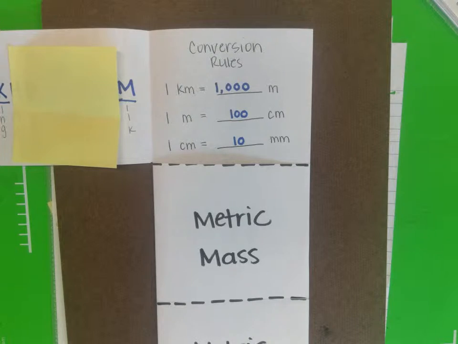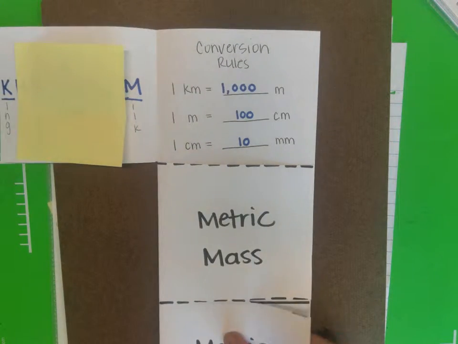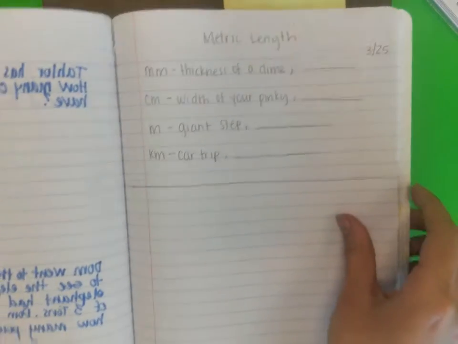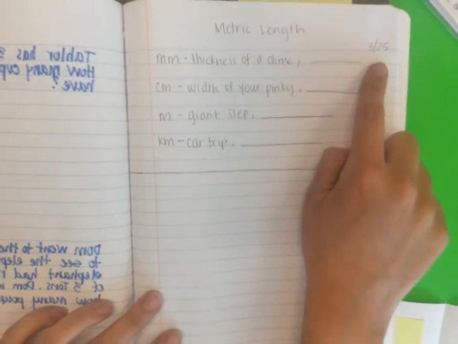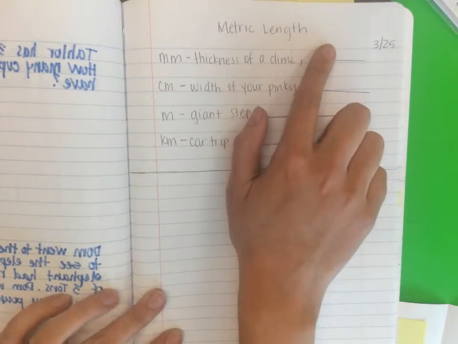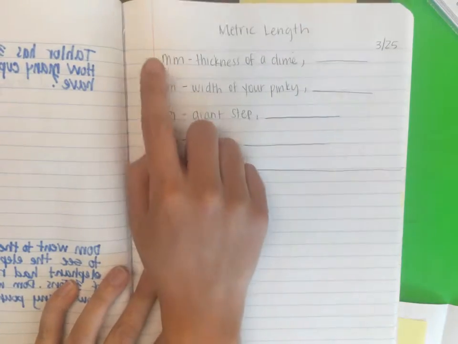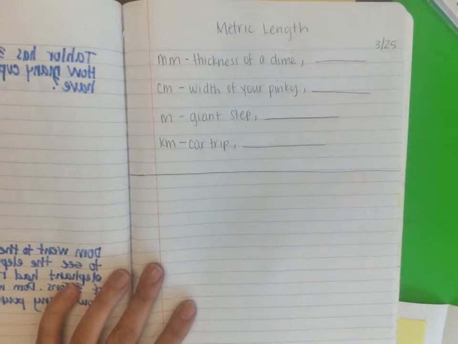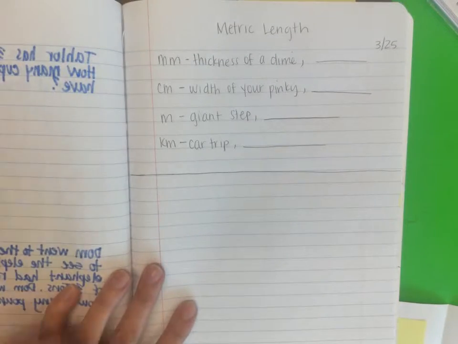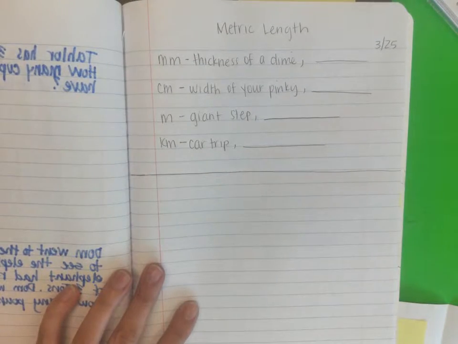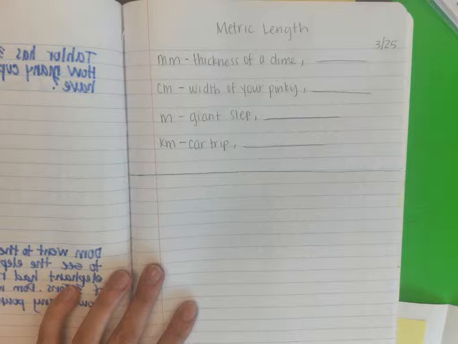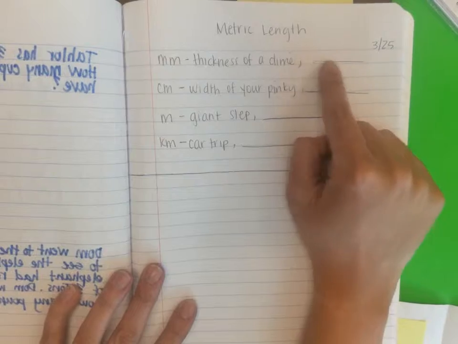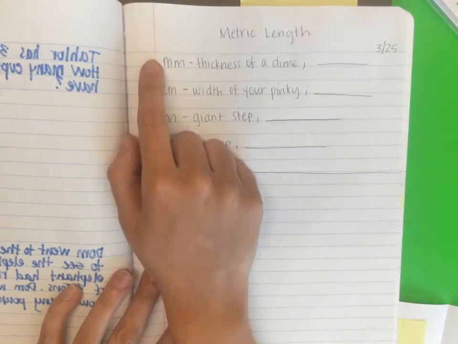Okay, when you are done with your foldable, you're going to get out your math journal, put today's date, title it metric length. And if you remember from our mini anchor chart, we know a millimeter is about the thickness of a dime. I want you to think, and you're going to see a question pop up on the video, which one of these other answer options would also be close or similar to a millimeter. And if you answered that question, I want you to go ahead and fill it in right here in this blank as another example of a millimeter.